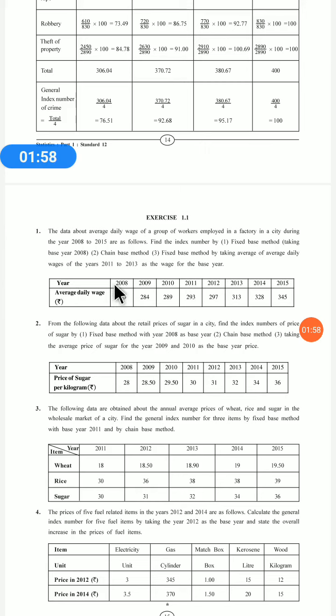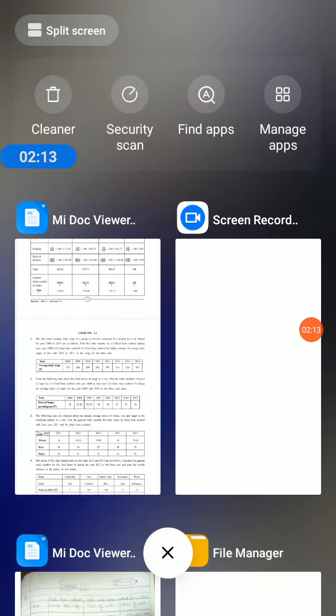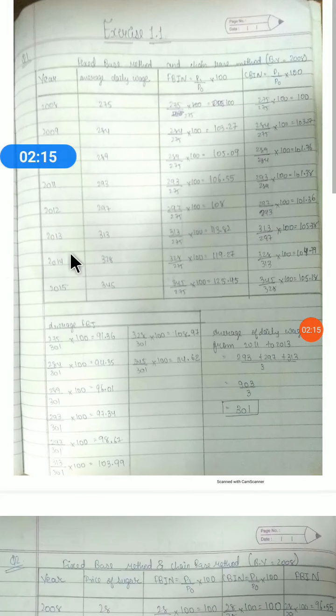Here the data regarding 2008 to 2015 are given for the average daily wage. Here we have to use both methods, fixed base method and chain base method. So how to complete this sum? Let me see. I have already computed this sum in my notebook. Okay. So how will we complete this?